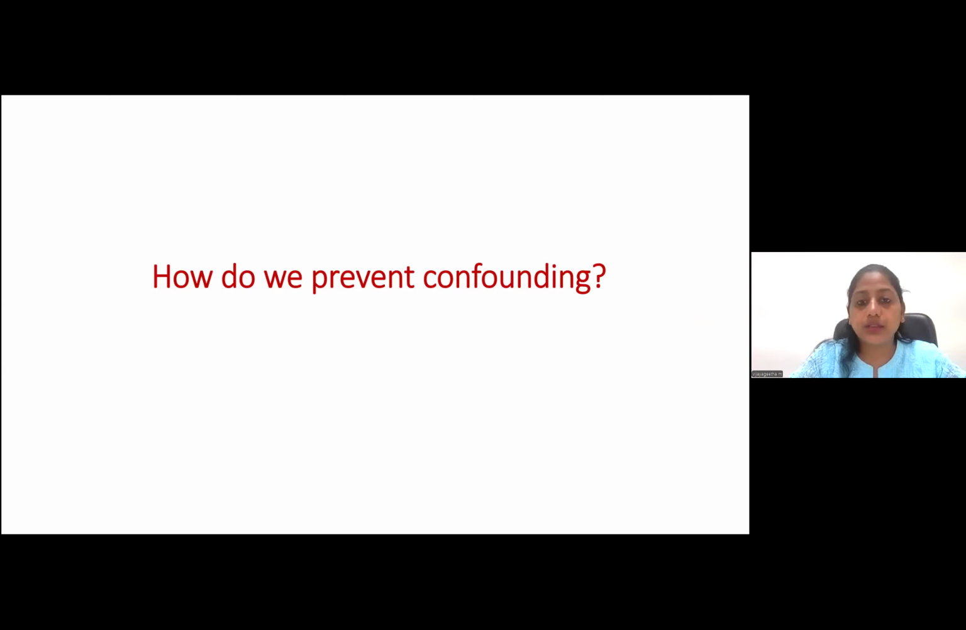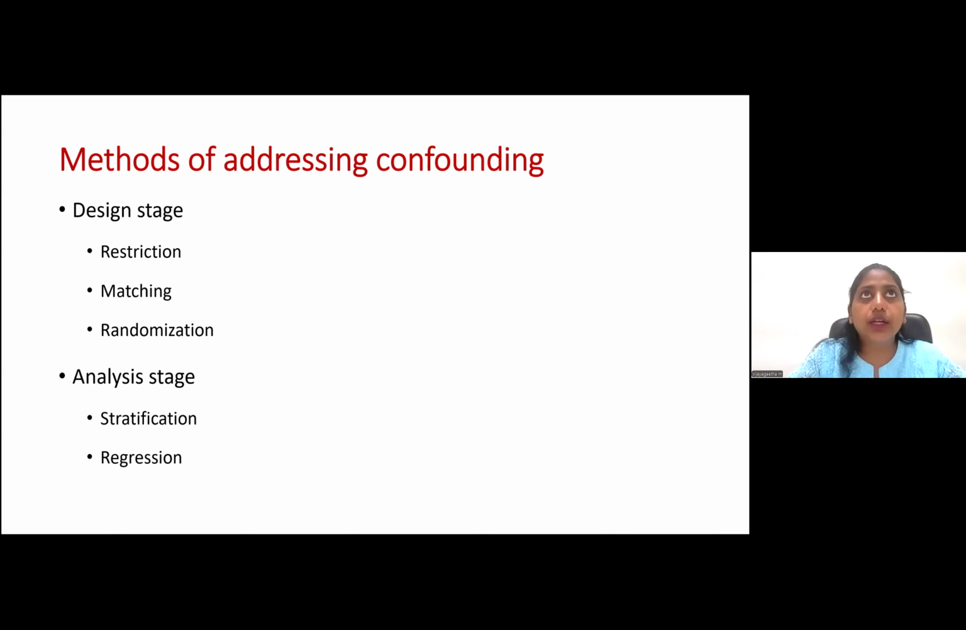Every study will have some biases, every study will have some confounding. So we looked at methods for addressing biases. So now we will look at methods for addressing confounding. Okay. So we can do it at the design stage itself or at the analysis stage. So there are different methods.